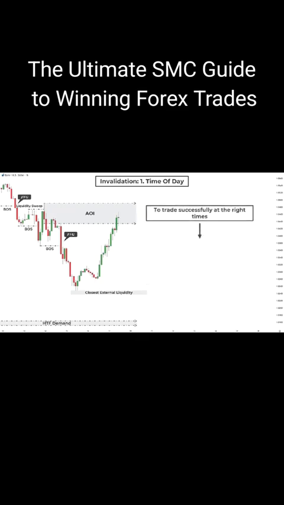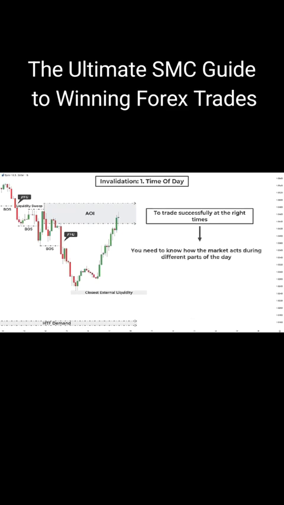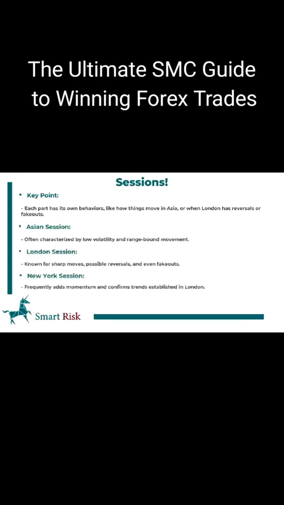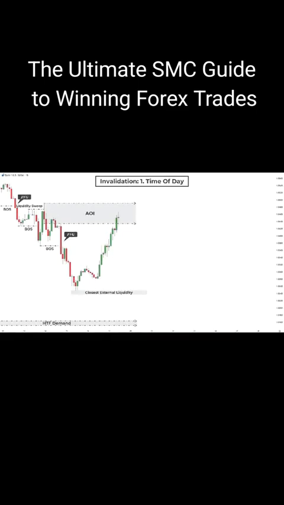To trade successfully at the right times, you need to know how the market acts during different parts of the day. Each part has its behaviors, like how things move in Asia, or when London has reversals or fakeouts. Also, pay close attention to session overlaps, like when London and New York are both active. These are often the most volatile and favorable trading times. If a setup occurs outside the optimal trading hours, we simply choose to refrain from trading.